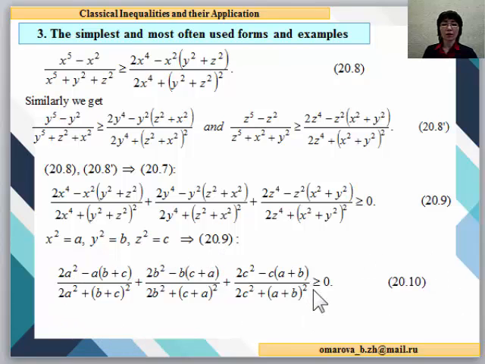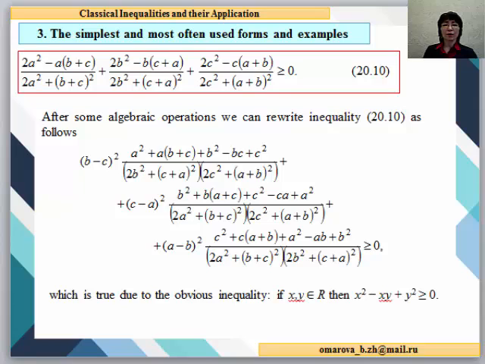We obtain inequality 20.10. After some algebraic operations, we can rewrite inequality 20.10 in the following form, which is true due to the following: if x and y are any real numbers, then the following expression is non-negative.